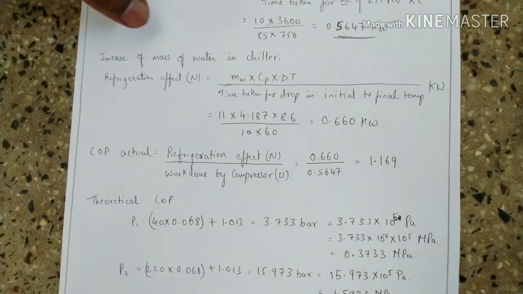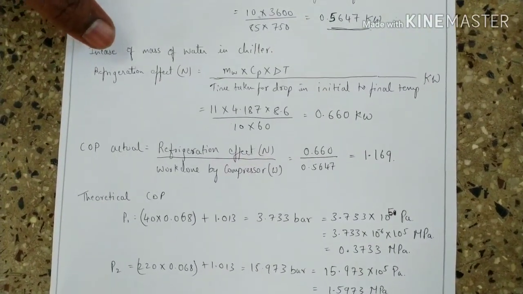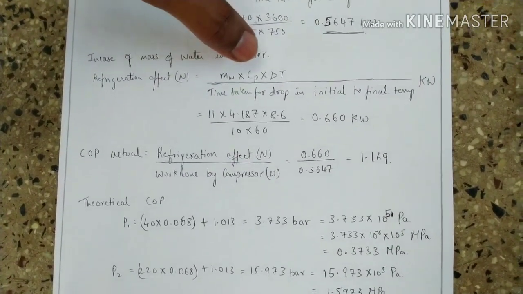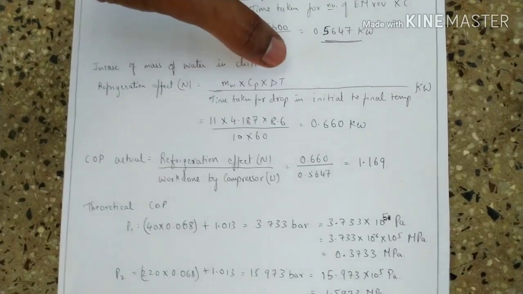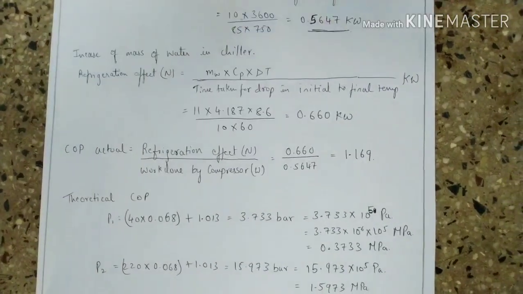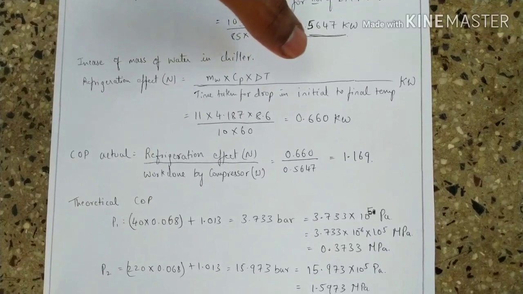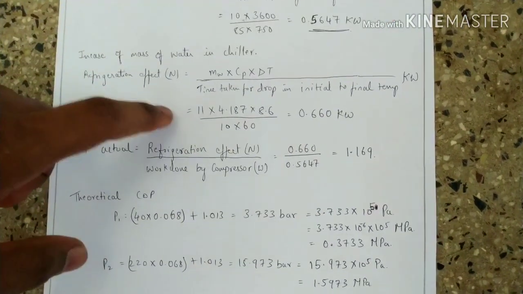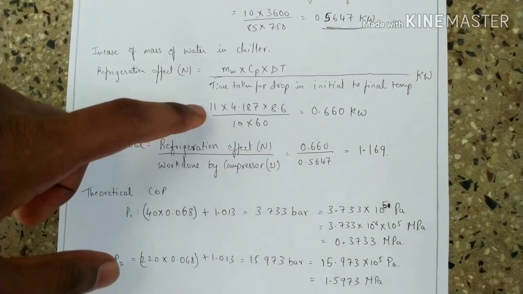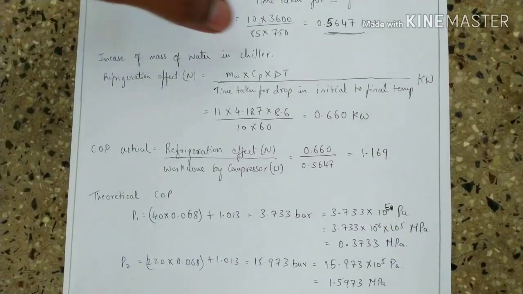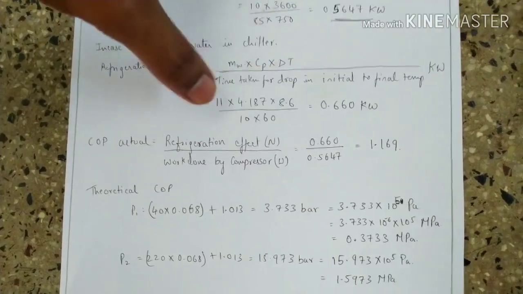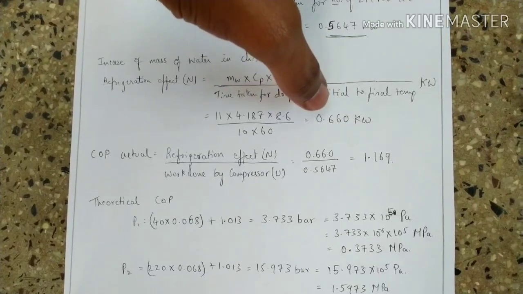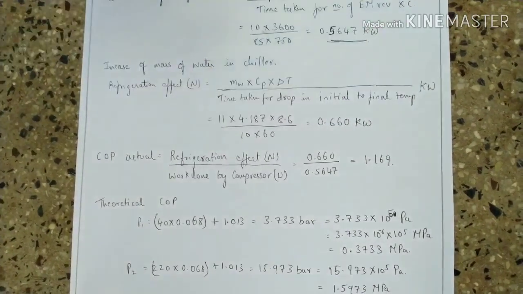Coming next, in case of mass of water in chiller, the refrigeration effect, which is represented by N, has the formula MW, mass of water, into CP, specific heat, into delta T, temperature difference, whole divided by time taken for drop in initial to final temperature, and the SI unit is kilowatts. The values are MW 11 into CP 4.187 into delta T 8.6, whole divided by 10 into 60. When we calculate this, we get the final answer as 0.660 kilowatt.